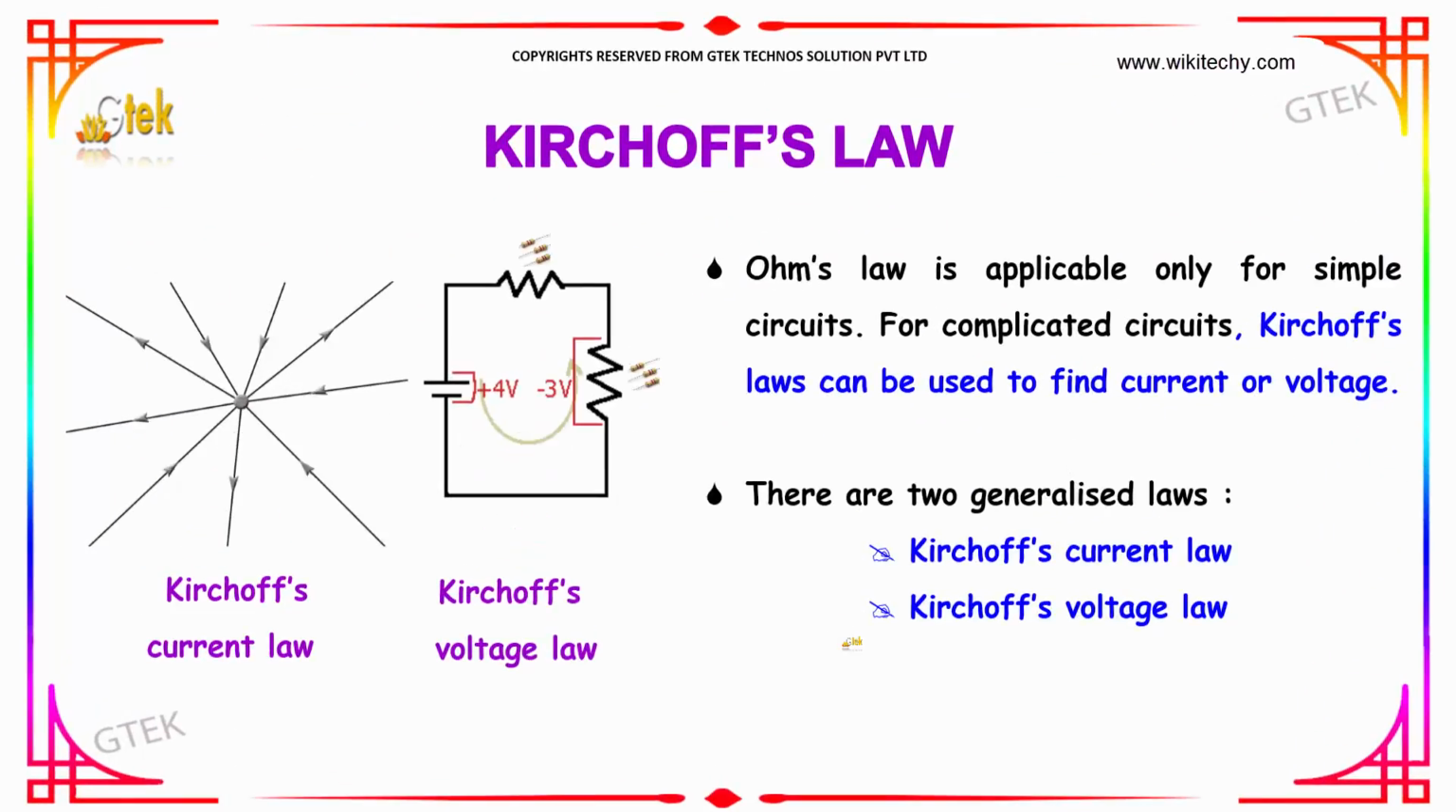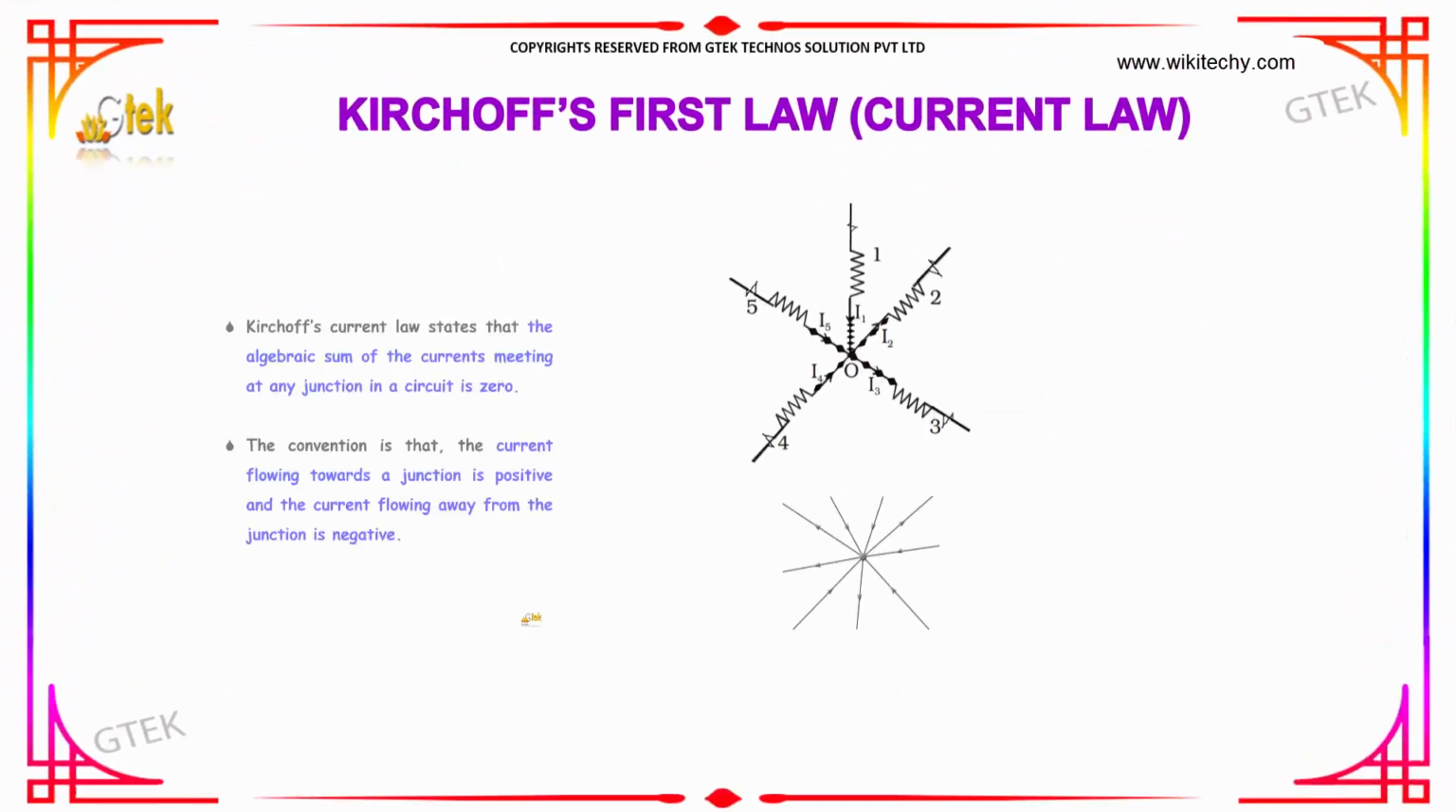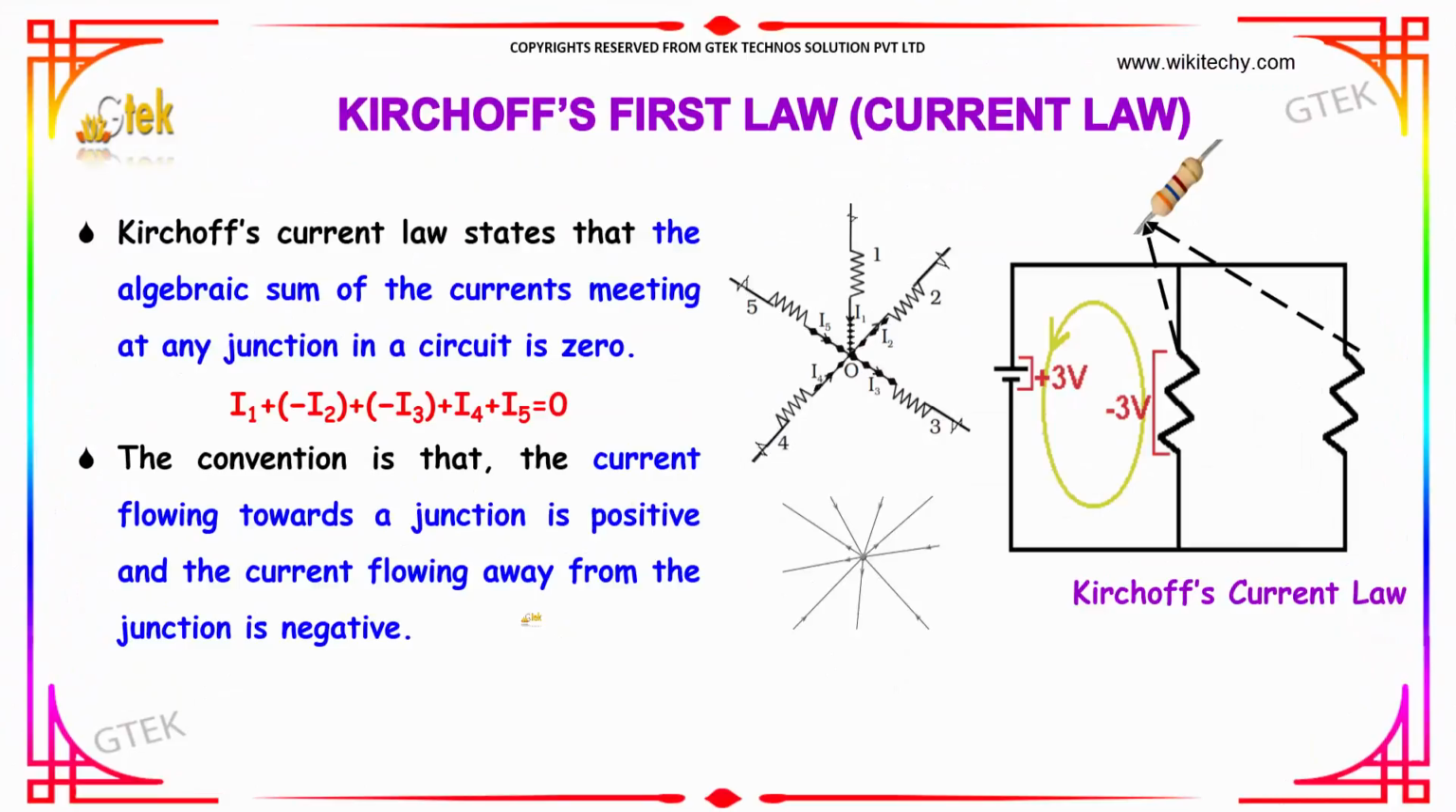Now we'll see on Kirchhoff's law. So Ohm's law is applicable only for simple circuits. For most complicated circuits, we'll be going with Kirchhoff's law to find the current and also the voltage. There are two generalized laws. One is Kirchhoff's current law, the other one is Kirchhoff's voltage law. So what is Kirchhoff's first law?